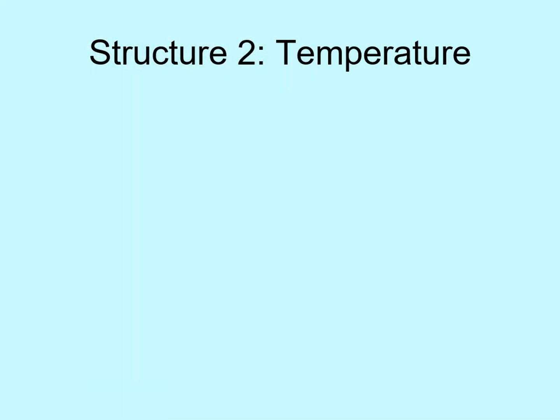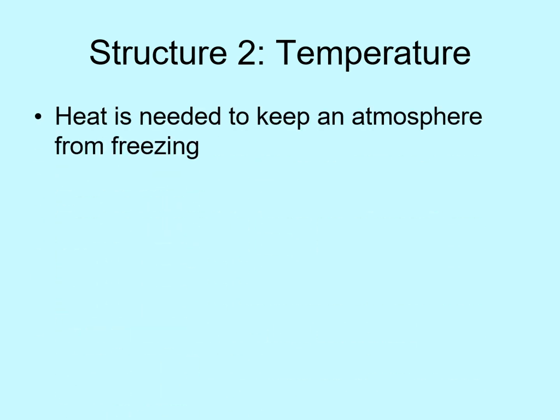The pressure structure in an atmosphere is simple. The pressure drops as you go higher up. But the temperature structure is a lot more complex. Any atmosphere has to have heat applied to it to keep the gases from freezing. So all atmospheres have one or more heat sources.